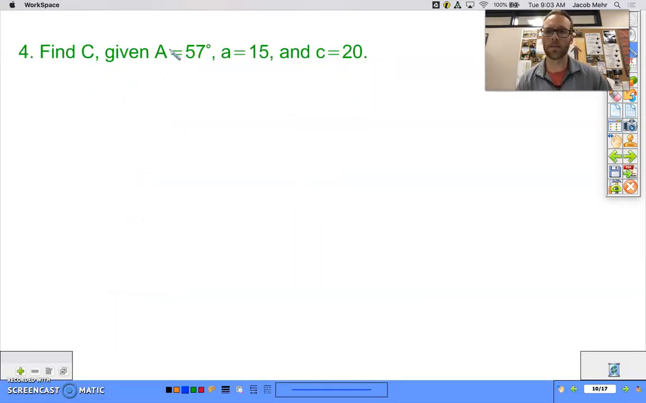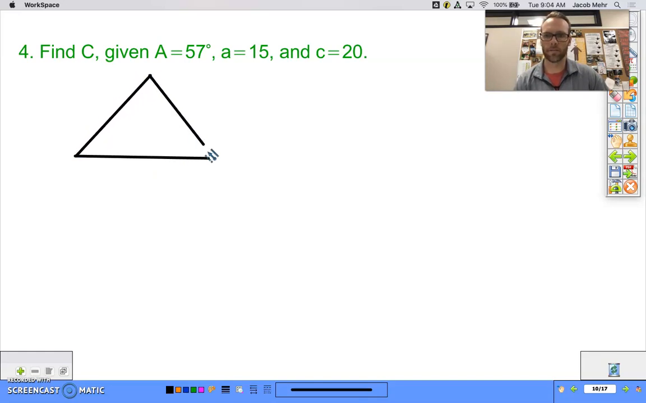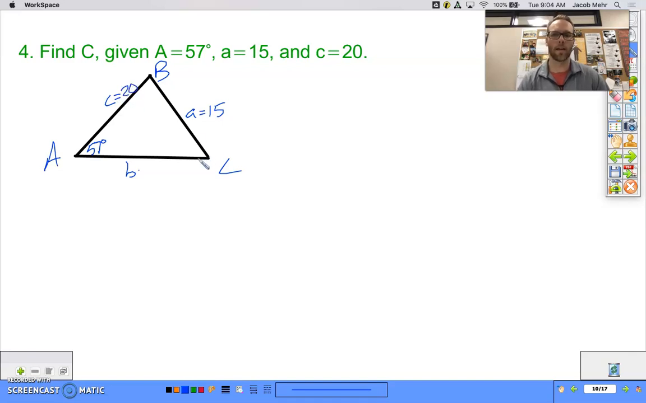Find angle C, given angle A is 57, side A is 15, and side C is 20. All right, so let's draw our triangle. Try and make A around 57, something like that. So let's say A is 57. Side A is 15. It doesn't matter how we label it otherwise. I'm going to call this B. I'm going to call this C. Like this. C is 20. We want to find this angle C.